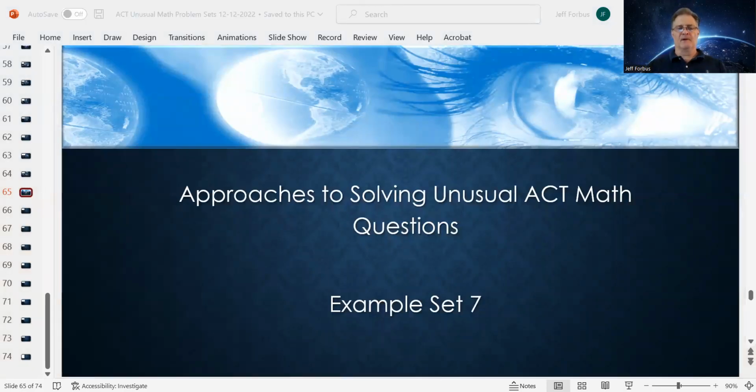Well, hey guys, I'm going to continue with these conceptual or unusual ACT math questions that you find in the math exam of the ACT. You usually see these in questions from number 30 to number 60. That's where they get very conceptual and they require a lot of reasoning to figure out.